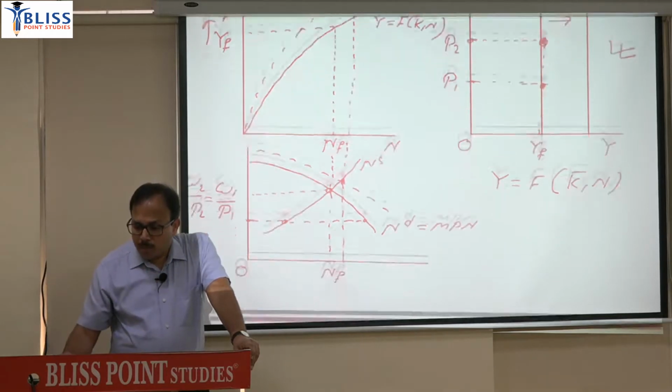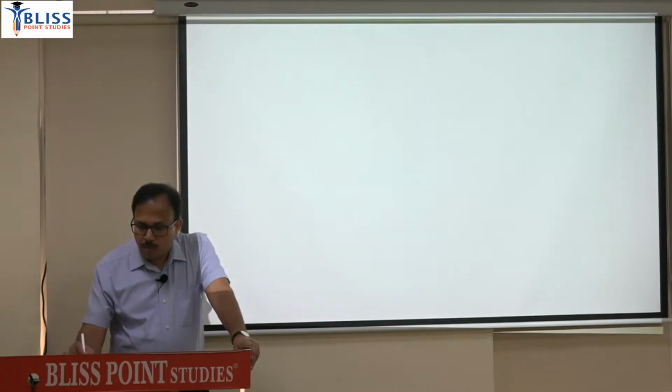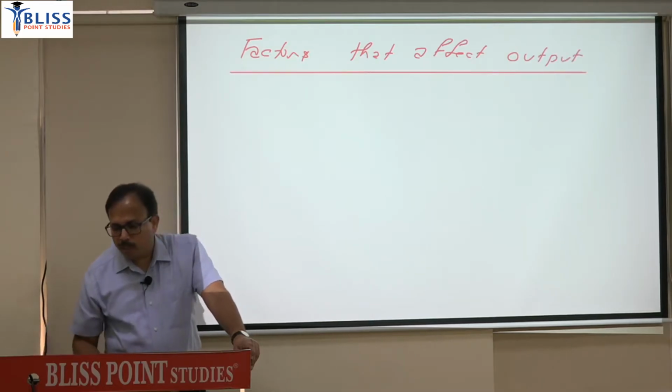तो आप यहाँ पे बेसिकली दो पॉइंट इनफैक्ट है, उसमें एक पॉइंट का डिस्क्रिप्शन कर लीजिए अभी. Make one heading: factors that affect output.